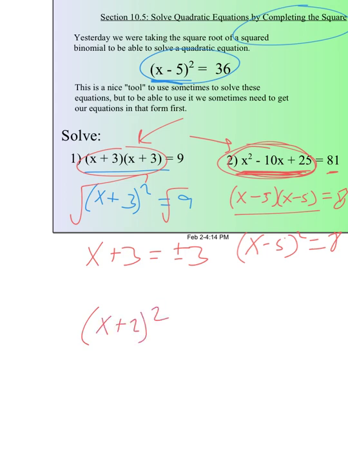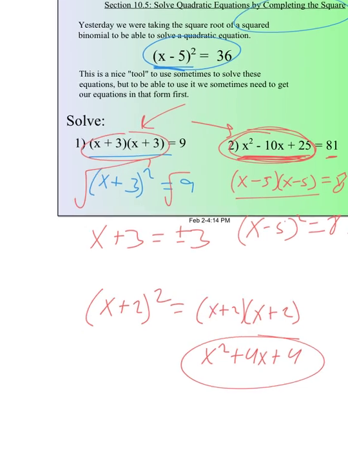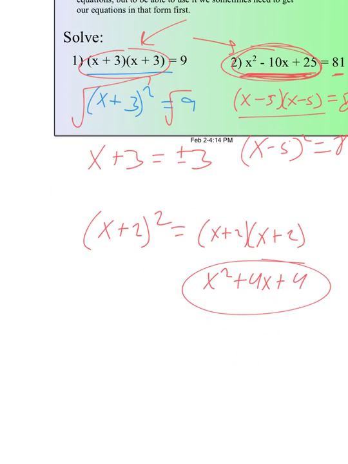So here's another one. x plus 2 squared. I could write that out as x plus 2 times x plus 2, and if I FOIL that out, that would give me x squared plus 4x plus 4. This is called a perfect square trinomial. It goes back to perfect squares: a perfect square is a number times itself. 7 squared is 7 times 7, which is 49. This is a perfect square number, and this is a perfect square trinomial.